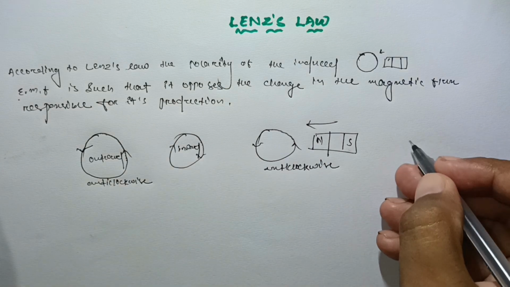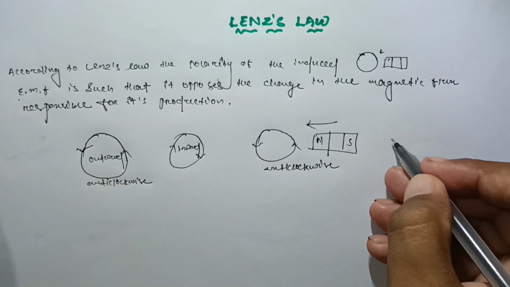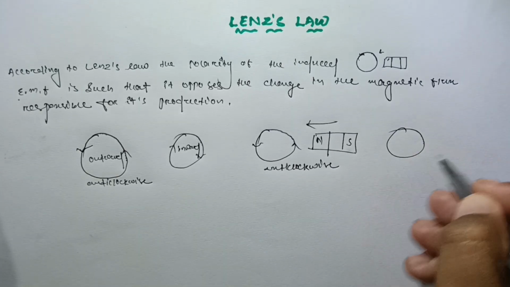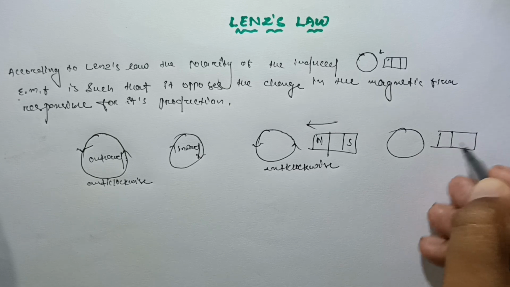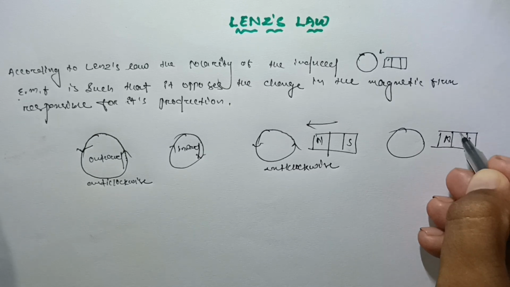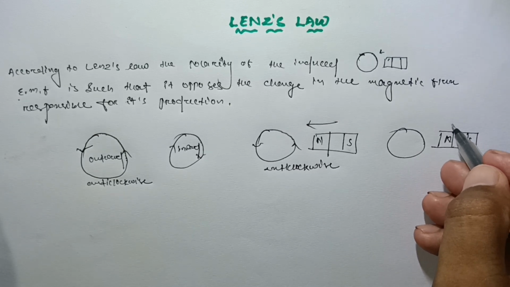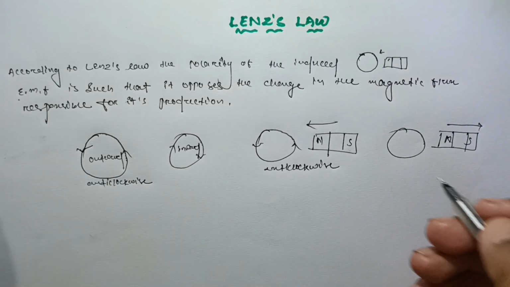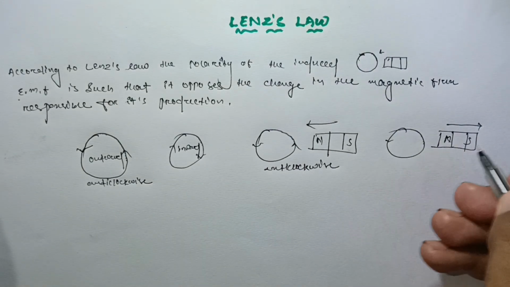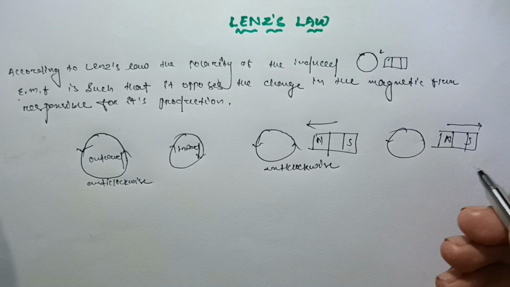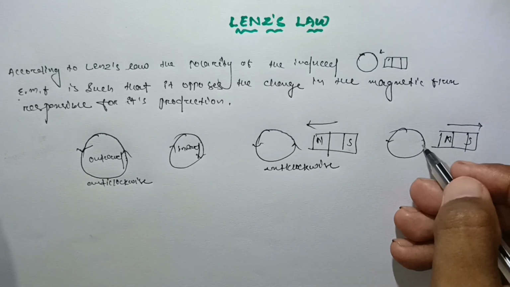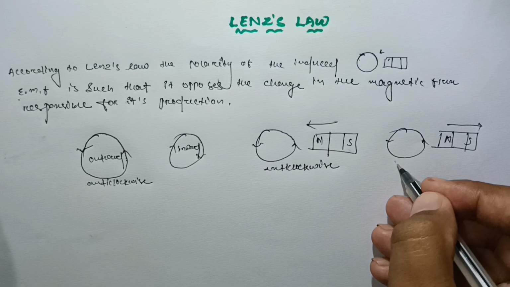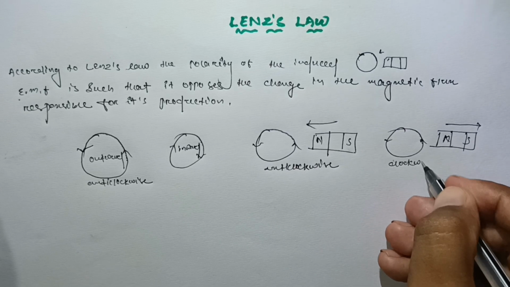So let me give another example. If there is another coil and another bar magnet, right? If we move the bar magnet outward from the coil, then what kind of direction should the current have in the coil? It will be clockwise, right?